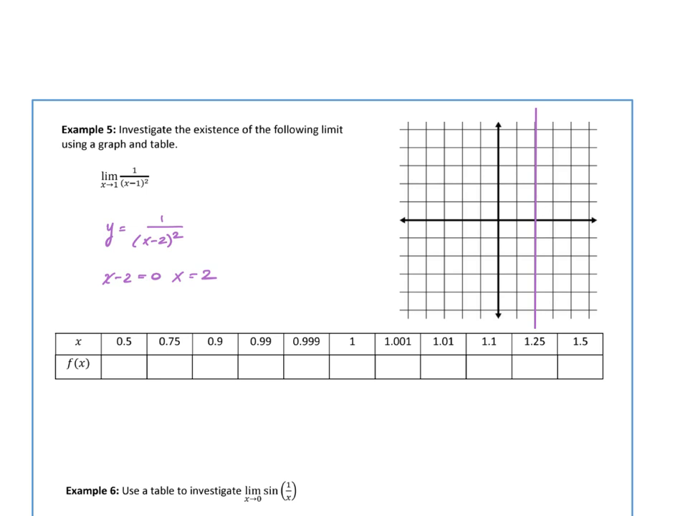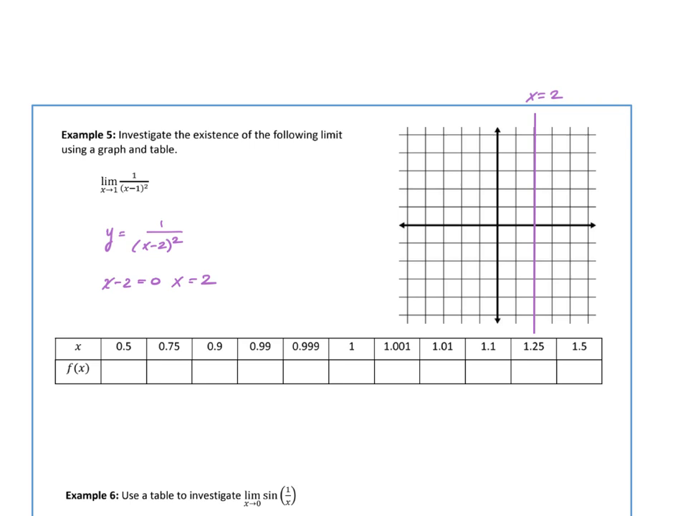I went ahead and put this in my calculator, so our graph is going to look like this. I don't know if you remember, but to find horizontal asymptotes, if the power on the bottom is bigger, it's y equals 0. So that means my x-axis is the horizontal asymptote. Okay, so the graph looks like that.